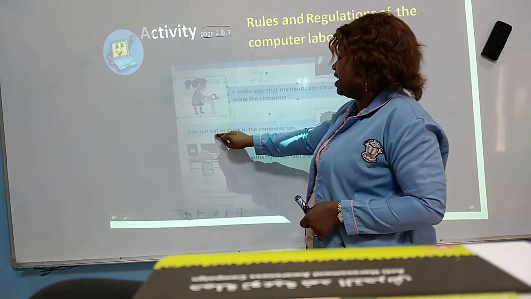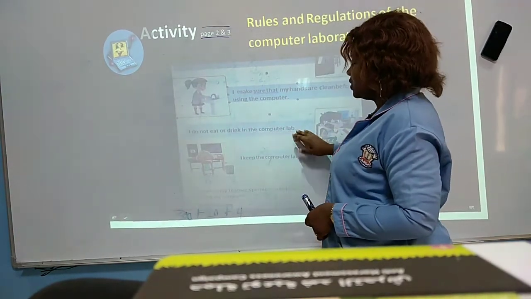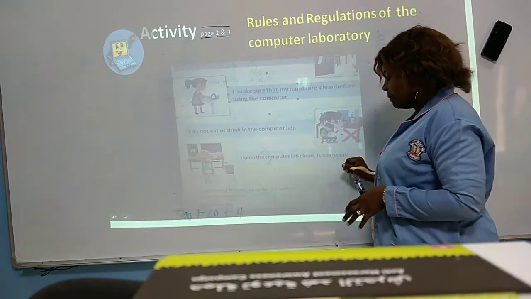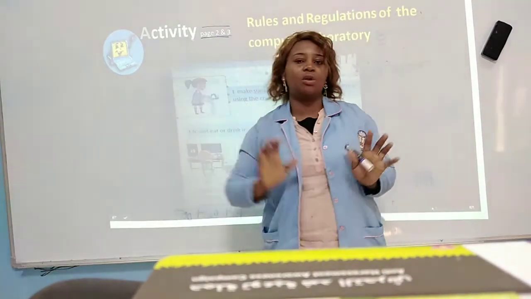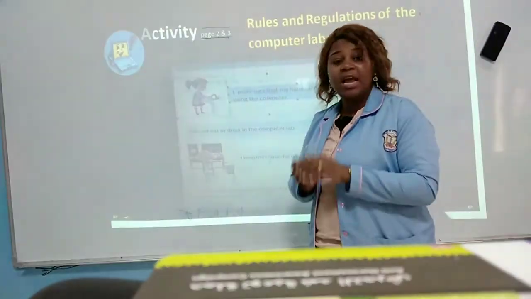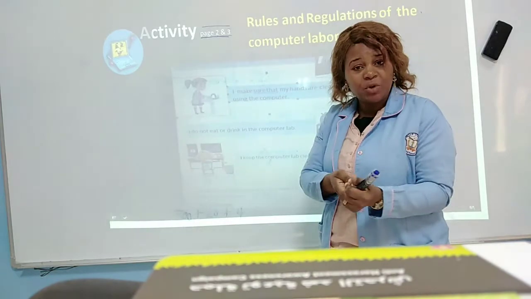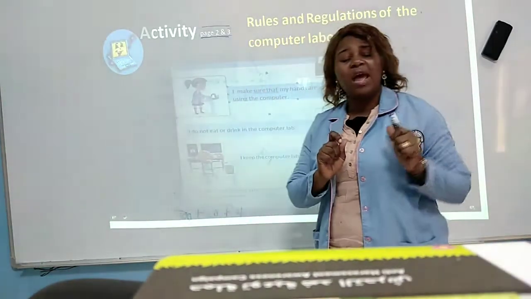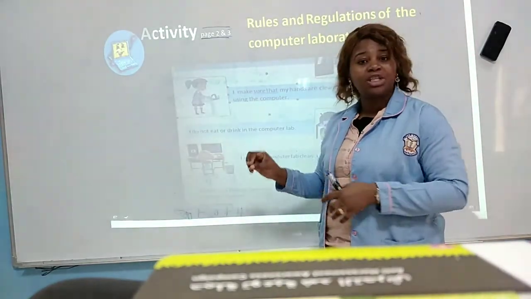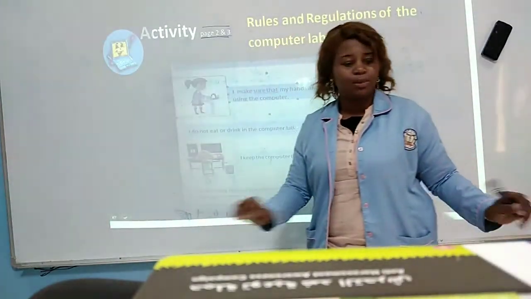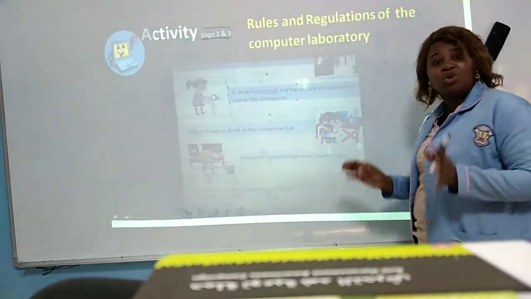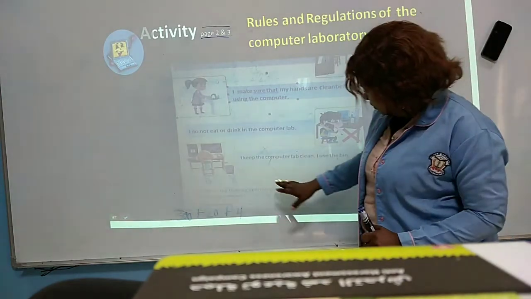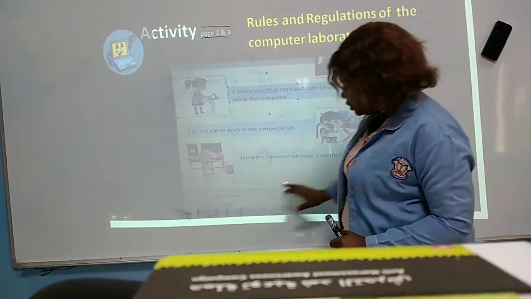I do not eat or drink in the computer lab. I keep the computer lab clean. I use the bin. You don't just trash everything on the floor. When you finish whatever you are doing, if you want to sharpen your pencil, you go to the bin and trash. If you want to trash anything, do it in the bin. Don't litter the lab. Don't litter everywhere. Make sure you keep the lab the way you met it. So I think that is all for now.